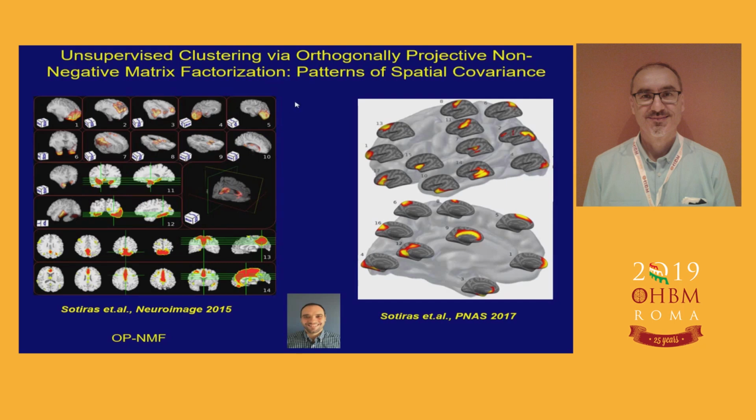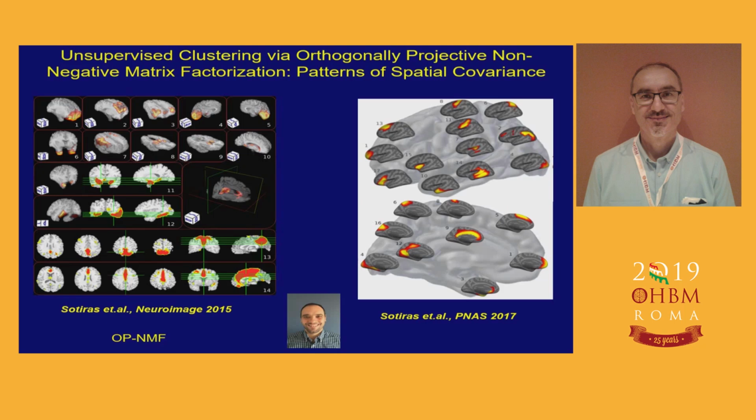Finally, the last method we have been using, and I don't have much time to talk about this one. This is a method using orthogonally projective non-negative matrix factorization, which was developed, or adapted rather, by Aristoteles when he was in my lab. He's now faculty at WashU. And it's a method that has, in a couple of prior publications, the original one in NeuroImage and the PNAS following with the study of brain development along with Ted Satterthwaite, we found very robust and reproducible patterns of structural covariance using this method.